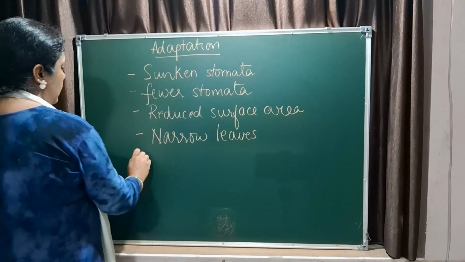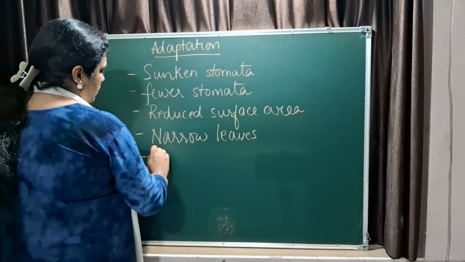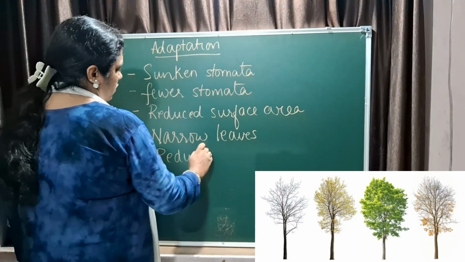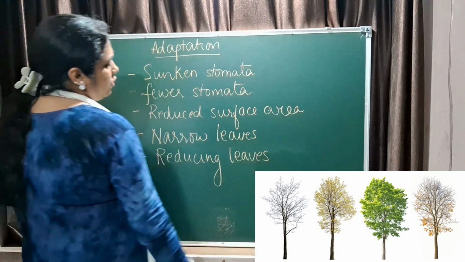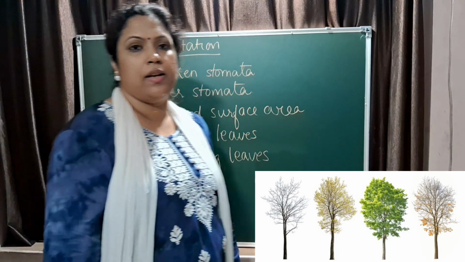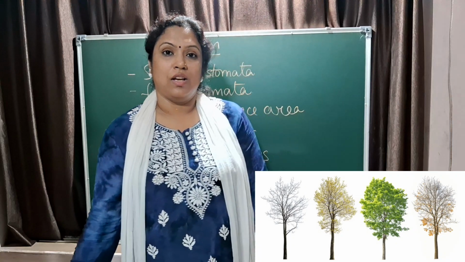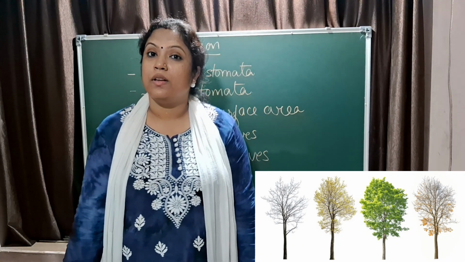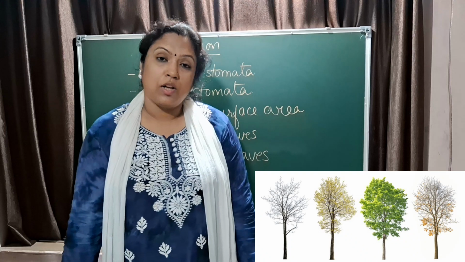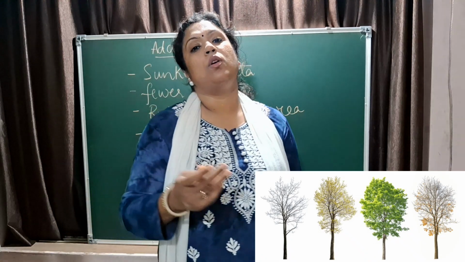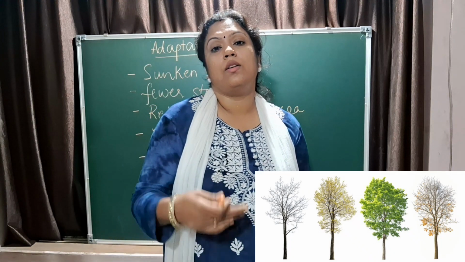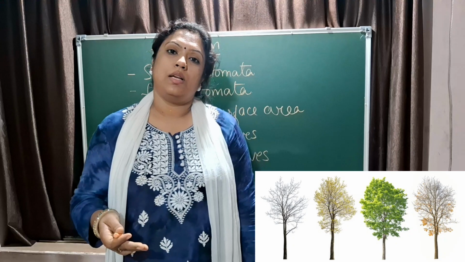Okay, next one is reducing the leaves. Like in some deciduous trees, you'll find that in autumn they shed their leaves. Now there are no leaves present on the trees, so obviously the rate of transpiration will not happen, so the plant will conserve water. Autumn is there before winter, when the amount of water content in the soil is reduced. So to avoid the excessive loss of water from the leaves, they shed all the leaves. That is your deciduous trees.